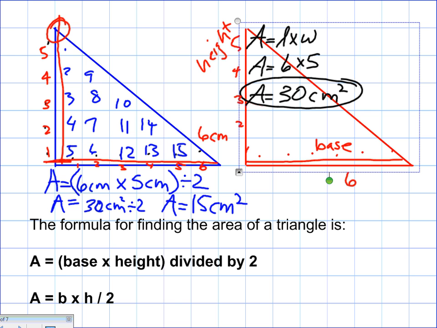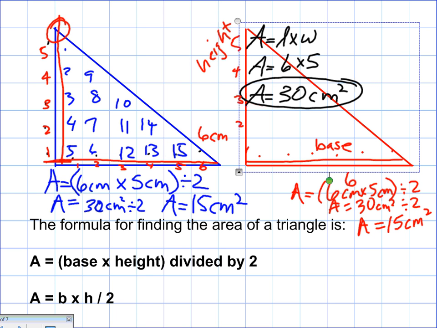We plug these into the formula, area equals, and you're probably saying, well, you don't even have to do that because it's exactly the same, because it's a mirror image, and you'd be right. 6 centimeters times 5 centimeters divided by 2, area equals 30 centimeters squared divided by 2, so my area is 15 square centimeters. So we're correct.